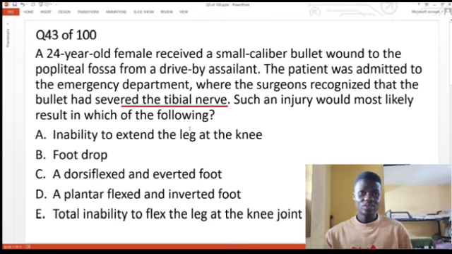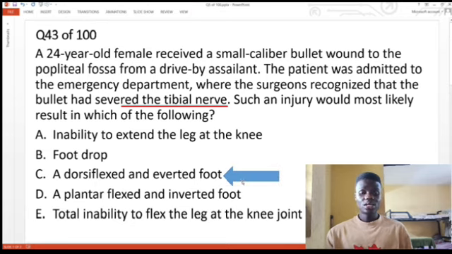So it is the tibial nerve that was affected. It means plantar flexion will be lost, and when plantar flexion is lost, the foot will naturally be dorsiflexed. Inversion will be lost, which means the foot will naturally be everted. So what are we going to see in the patient's foot? The patient's foot is going to be dorsiflexed and everted, and that is option C, the correct answer.